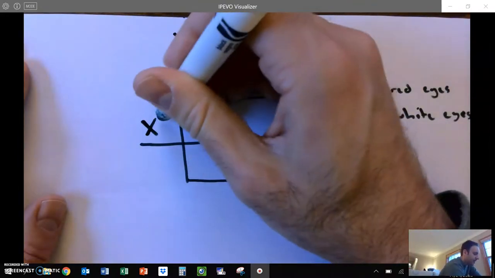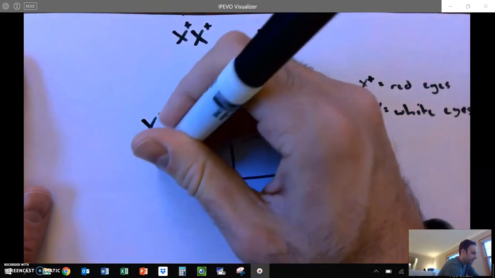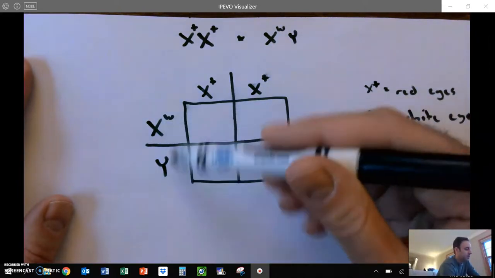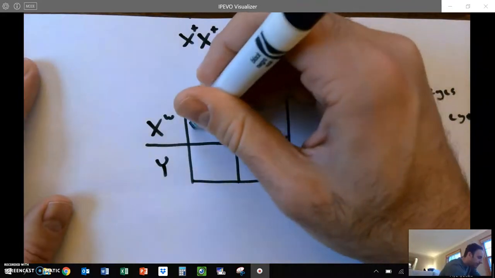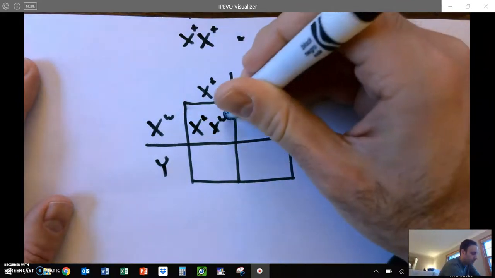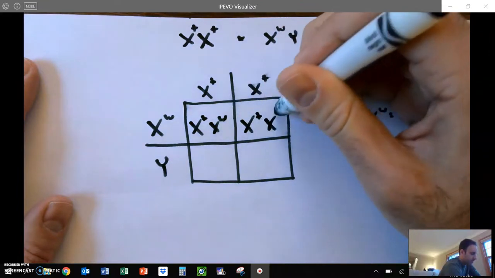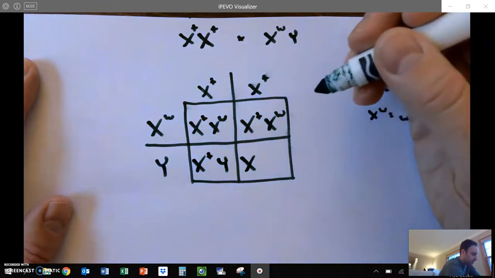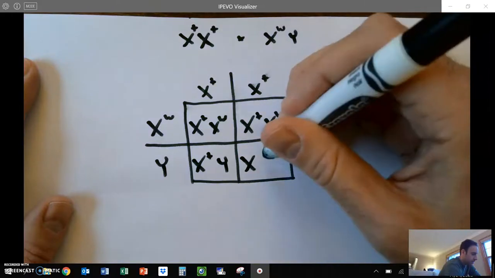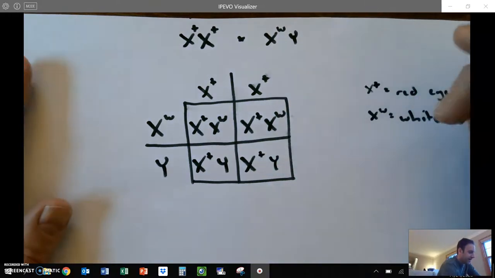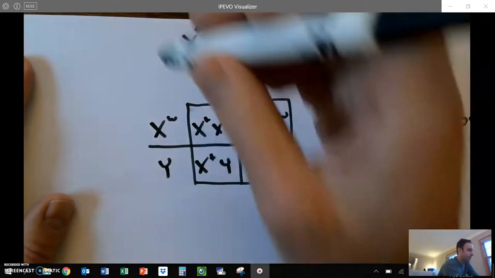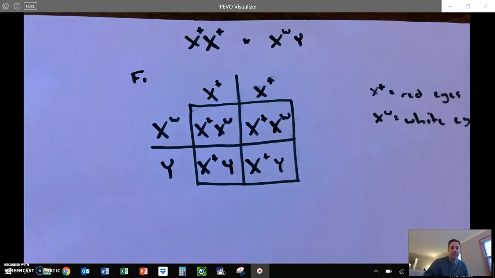And then for males, it's the same way. 50-50 chance of passing on the XW, 50-50 chance of passing on the Y. Only interestingly, in this case, this also is going to determine the sex of the offspring as well. So then you fill it out. And lo and behold, you get 100% red-eyed offspring in the F1 generation, which is precisely what Thomas Hunt Morgan figured out. Now let's do the F2 cross.